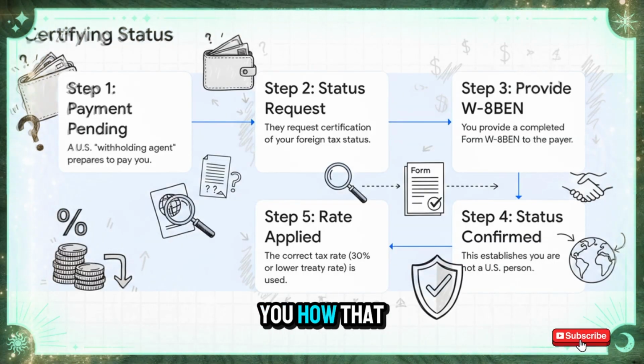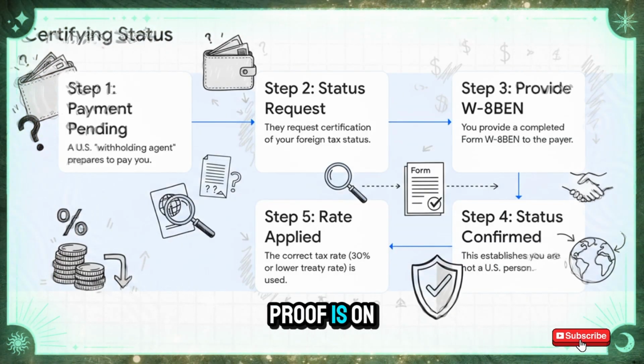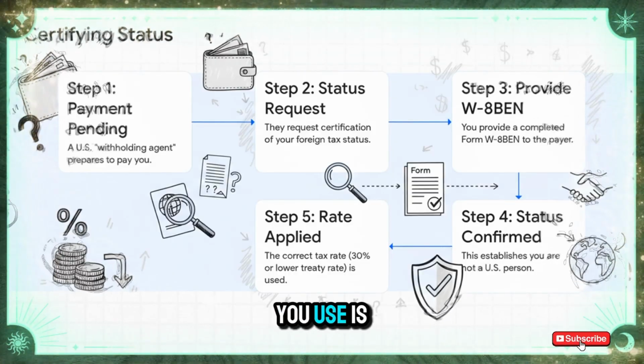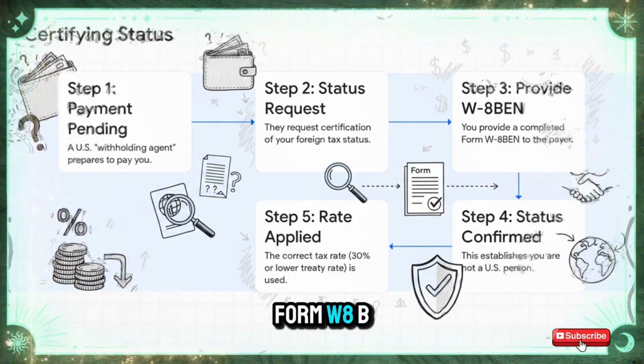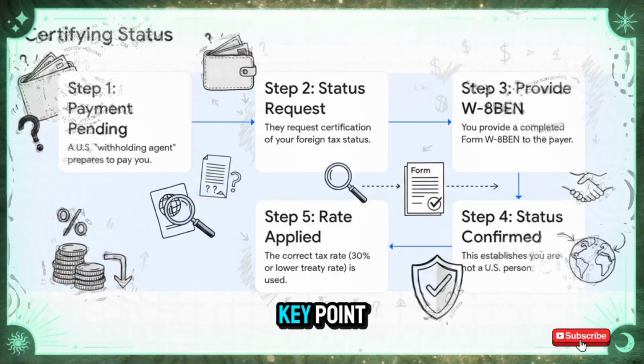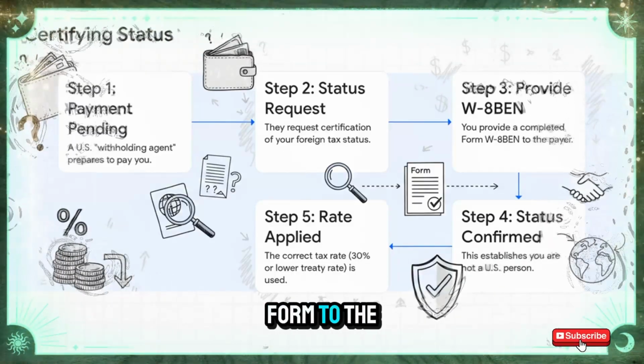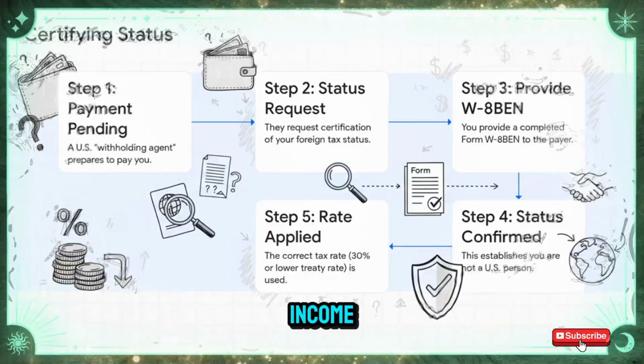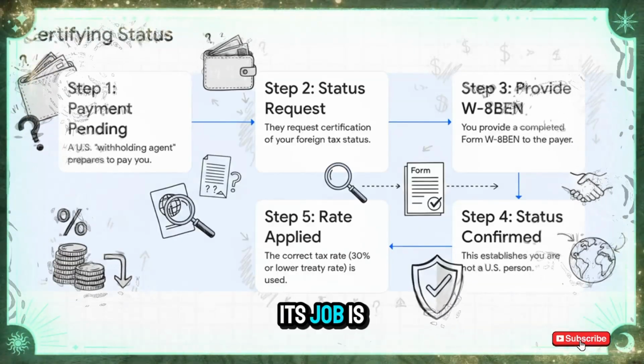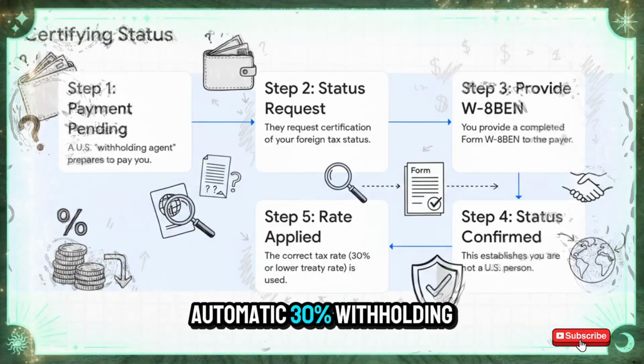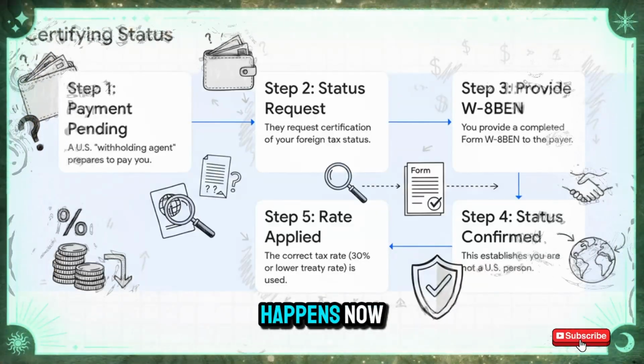And this shows you how that works. The burden of proof is on you. The main tool you use is Form W-8BEN. And here's a key point. You give this form to the payer of the income, not to the IRS. Its job is to stop that automatic 30% withholding before it even happens.